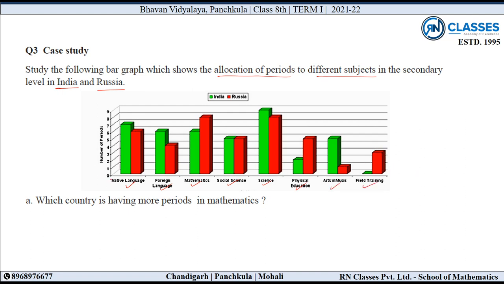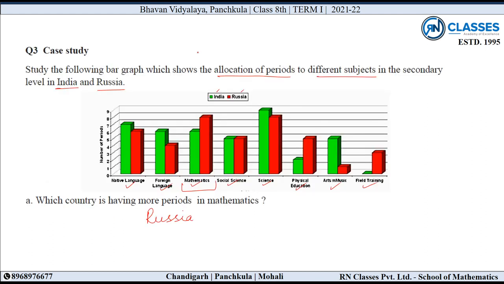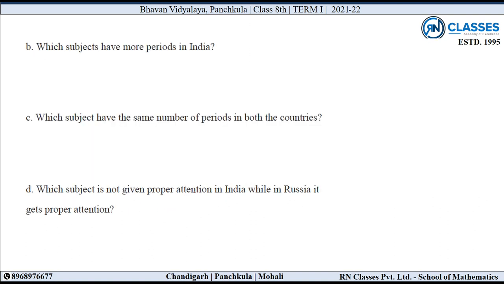Okay, so number of periods, right? India is green, Russia is red. Okay, done. Which country is having more periods in mathematics? Mathematics ka aya? Yahan pe aya mathematics. Kiska zyada hai? Green zyada hai, red zyada hai? Red zyada hai means Russia. Right? B part. Which subjects have more periods in India?